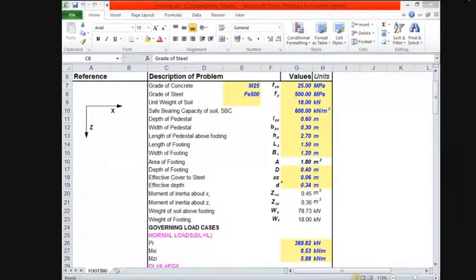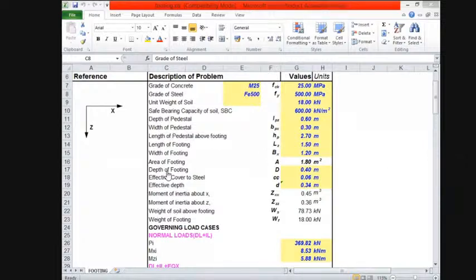Then another thing is the unit weight of soil, because above that footing, again, we are going to backfill soil. That load also you have to consider when you are designing your foundation. It is in kilonewton per meter cube and depends on the density of the soil. Here I'm considering 18 kilonewton.